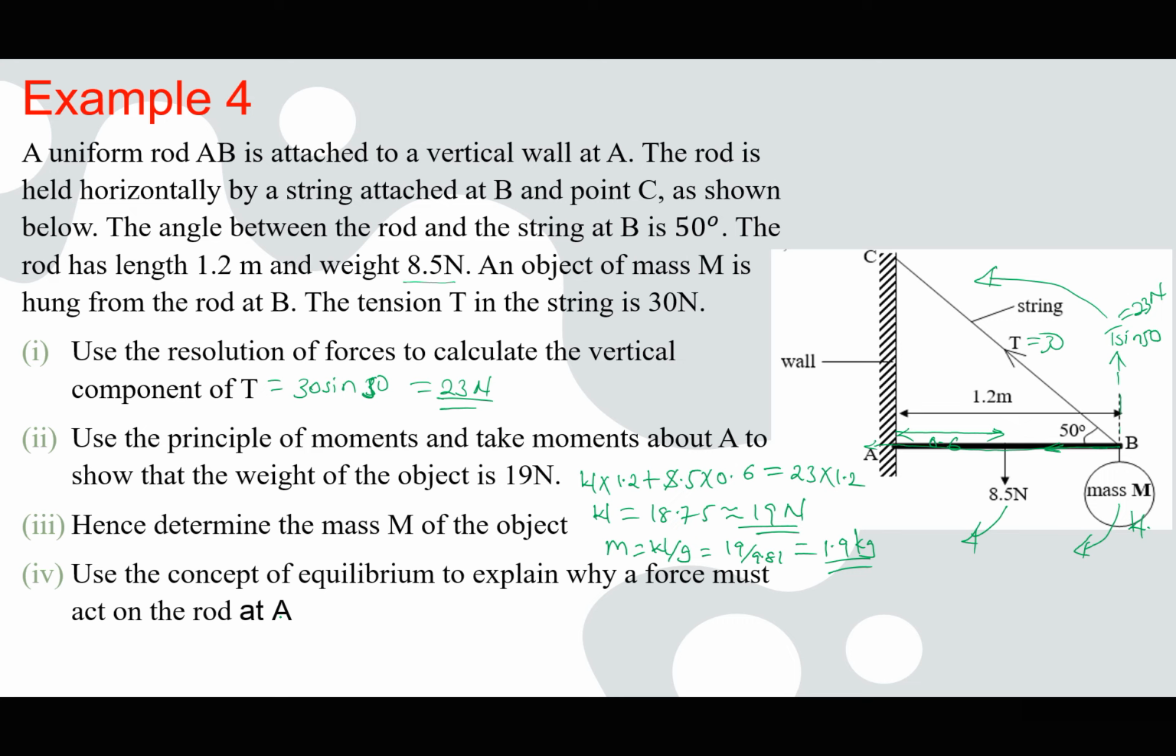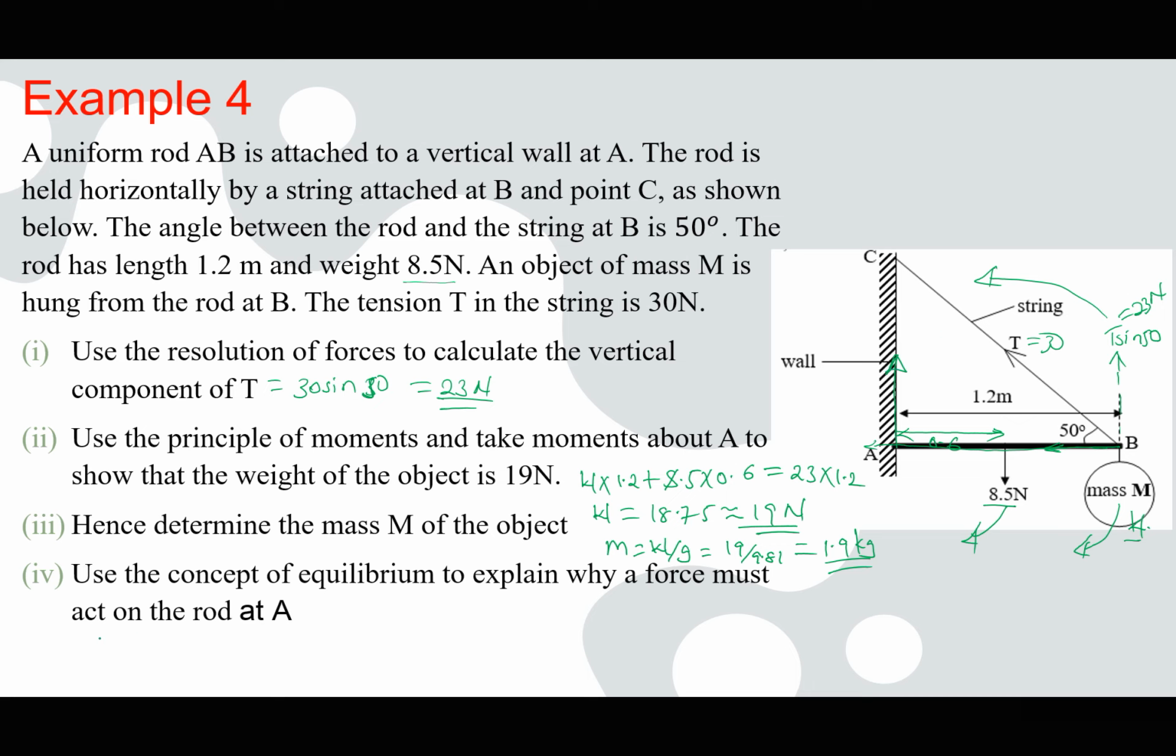Use the concept of equilibrium to explain why a force must act on the rod at A. Note that the resultant force must be equal to 0. Number 1, let's first sum up 8.5 plus the weight and see if it is equal to 23. So the total force downwards is 8.5 plus 19. That is 27. So that means there must be a force here which acts vertically upwards.